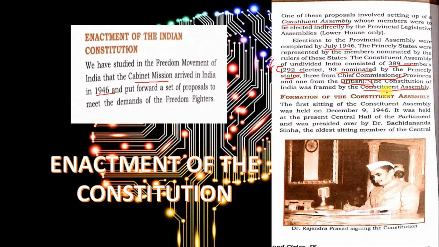The first sitting of the Constituent Assembly was held on December 9, 1946. I'm repeating it as it is very, very important. It was held at the present Central Hall of the Parliament, and it was presided over by Dr. Sachchidananda Sinha, the oldest sitting member of the Assembly. This may come as a one-word question, so it is good to learn these names.